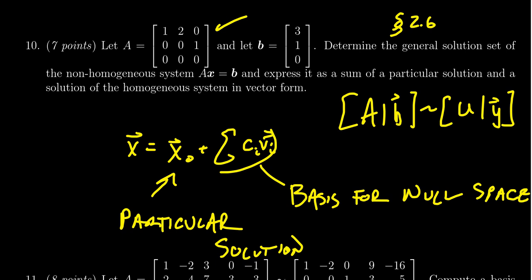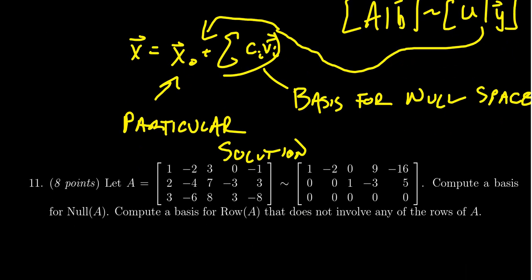I'm not going to grade you on question number 10 about your row operations, but I do need to see the echelon form. That's necessary. And then I need to see how you extrapolate the general solution of this non-homogeneous system from the echelon form. That's what will be graded on question number 10.